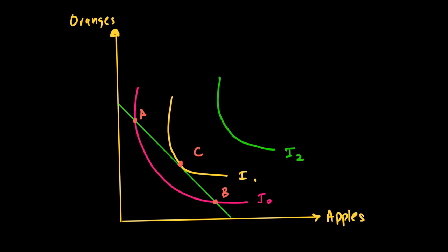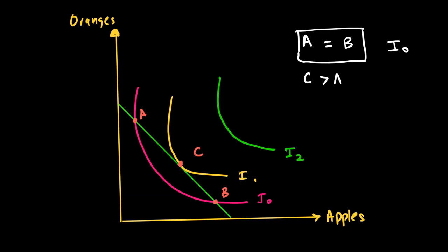So between A and B, he will say that A is equal to B because they are on the same indifference curve I naught. But C is preferred over A and C is also preferred over B. Why? Because C is on a higher indifference curve. If more is better, then clearly C will be preferred over A and B. And as you can see, C is also affordable.